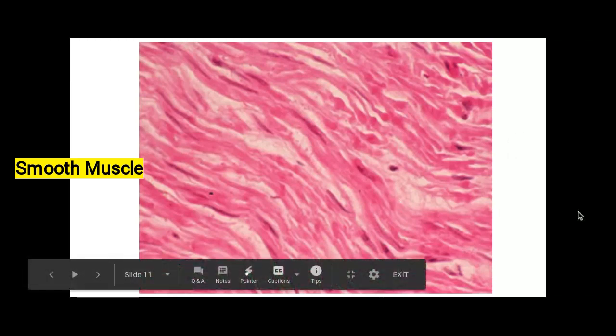Last one is smooth muscle. Smooth muscle is characterized by not having striations. Cardiac and skeletal muscle both have striations. There's only one nucleus per cell, and they have some empty space of connective tissue in the smooth muscle. So this is smooth muscle tissue.